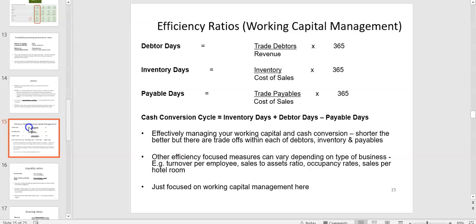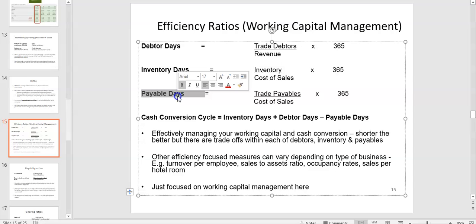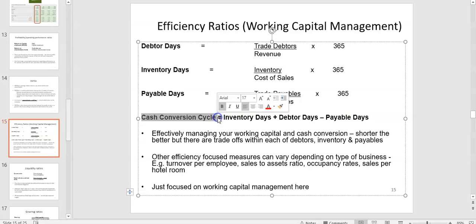As you buy inventory, you sell it, you get money in. As you make sales, you sell on credit, you get the money back in, and you buy goods on credit as well. So what we're looking at is calculating debtor days, inventory days, and payable days. So these are three key ratios that give you an indication of how efficient the company is at managing its working capital. And when we bring the three of them together, that will give us something called the cash conversion cycle. Now let's explain this in a bit more detail.